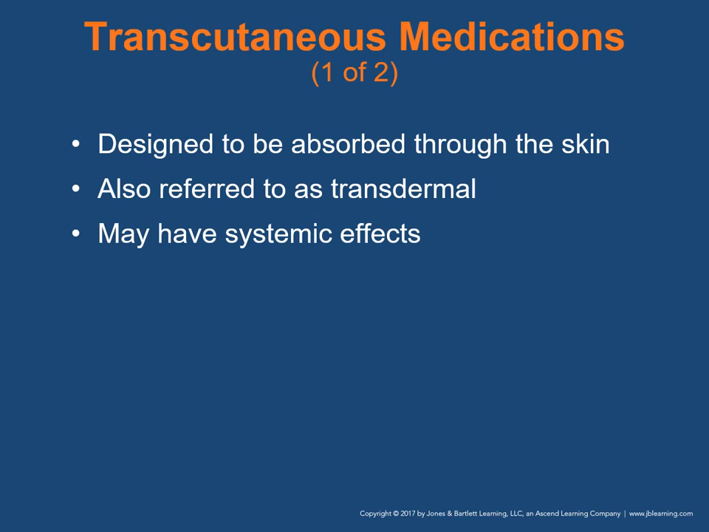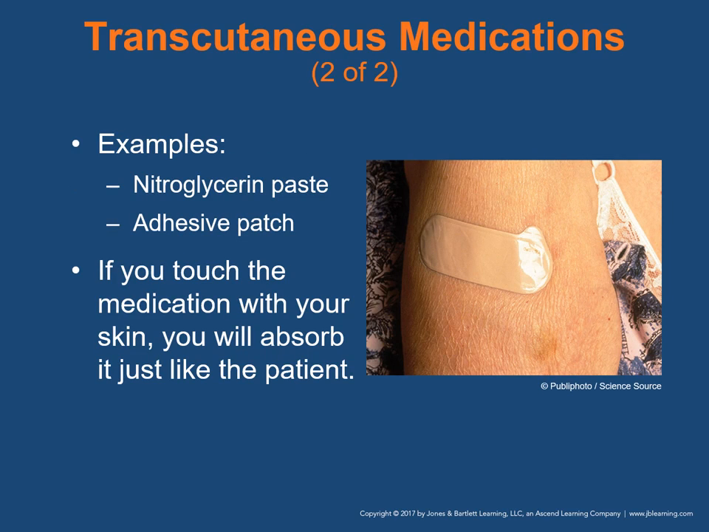Transcutaneous medications are designed to be absorbed through the skin, also referred to as transdermal medication. Unlike topical medications, which affect only the intended site, many transdermal medications have systemic or whole body effects. Examples are nitroglycerin paste or an adhesive patch of nitroglycerin, nicotine, some pain medications, and some contraceptives. If you touch the medication with your skin, you will absorb it just like the patient.